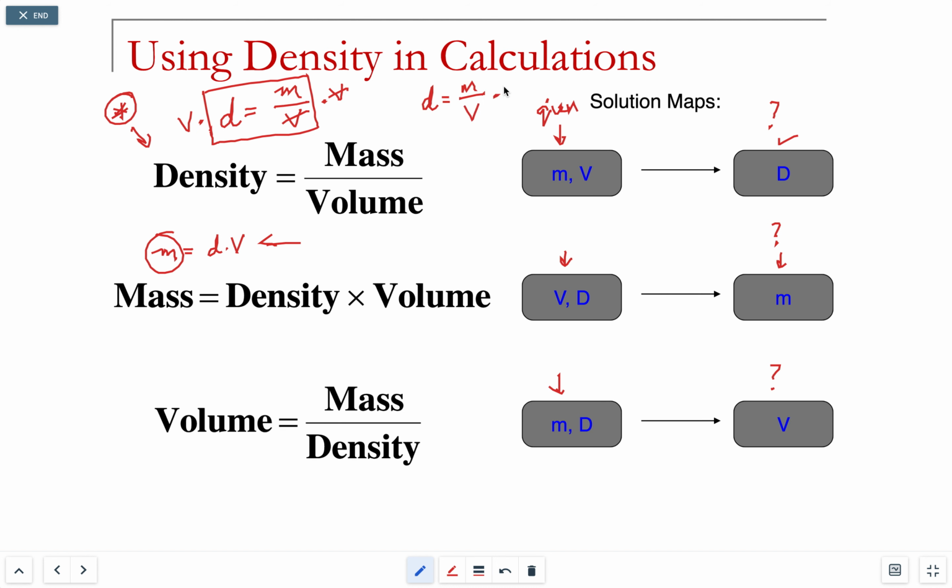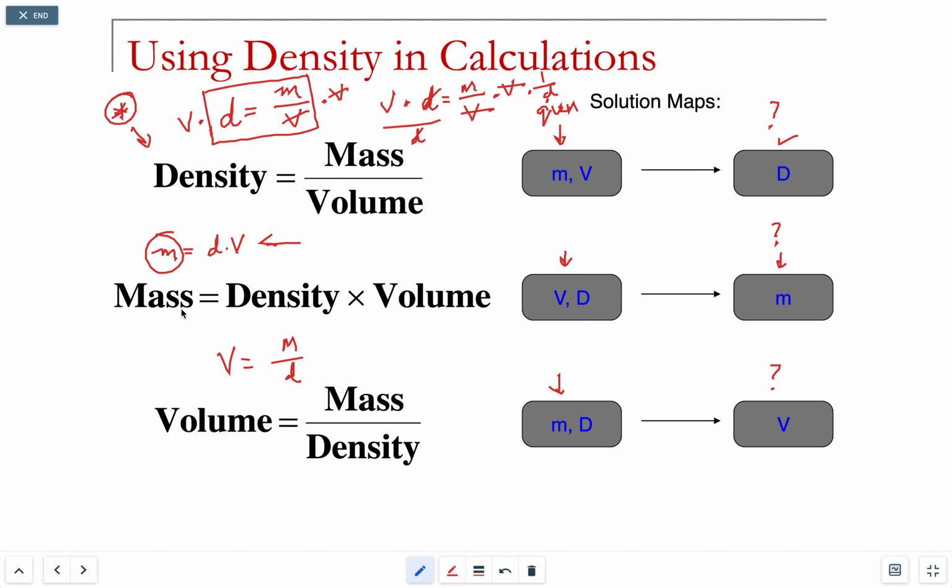Well, we start by multiplying both sides by volume, so that cancels. So now I'm at this equation. Now, to get volume equals something, I divide both sides by the density. So I'll multiply this by 1 over d. This cancels, and I get volume is equal to the mass divided by density.